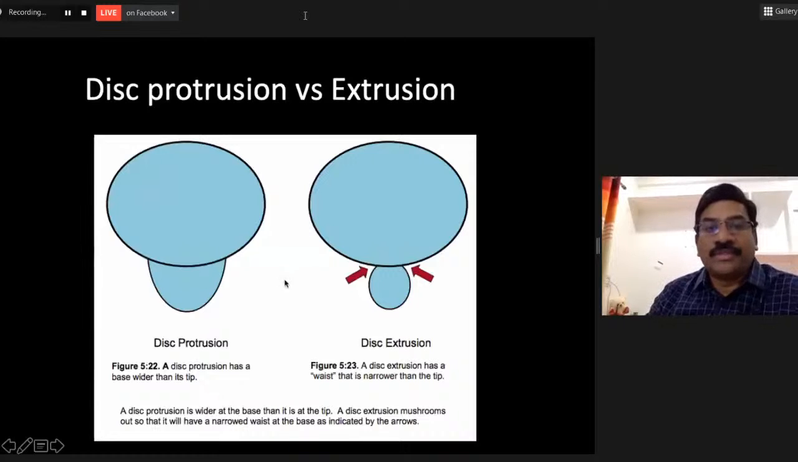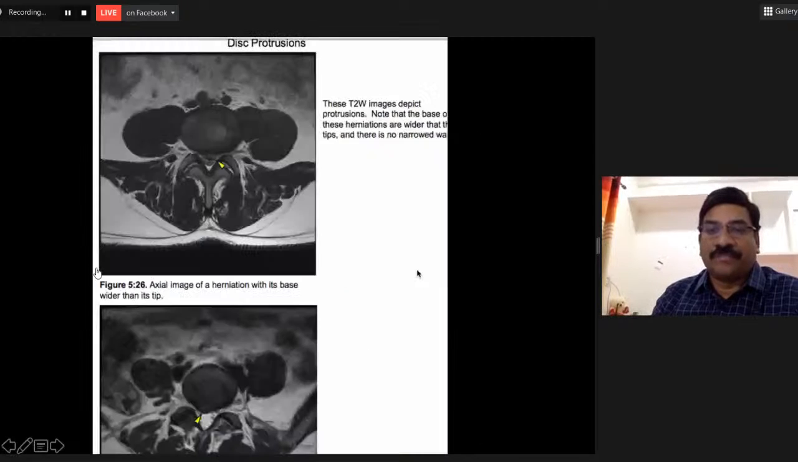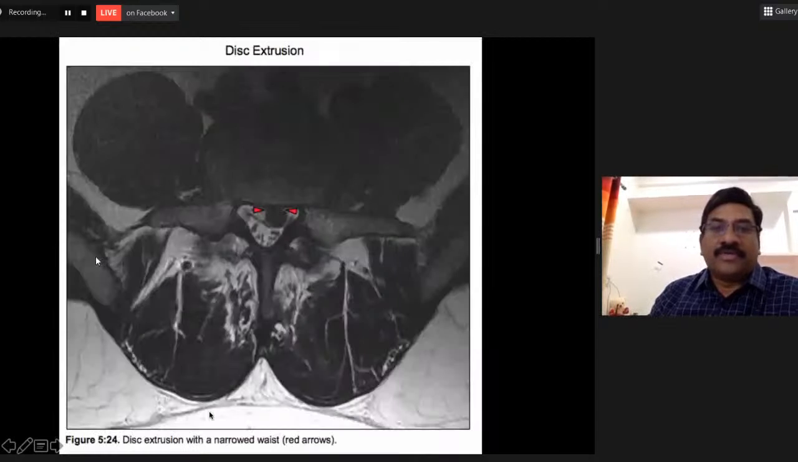And disc protrusion is when the disc comes out and protrudes. This protrusion can become an extrusion. When the base is broader, we call it a protrusion. When the base is narrower, like when we find a small waist formed between the major disc and the prolapsed disc, then it is called an extrusion. So these are the protrusions, and these are the extrusions.